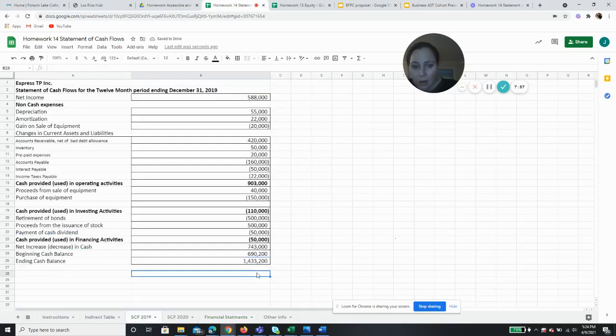And to check our number, the change in cash plus the beginning cash balance, and that should equal our ending cash balance, and it does. So we've done a nice job. All right, that wraps up 2019 statement of cash flows.